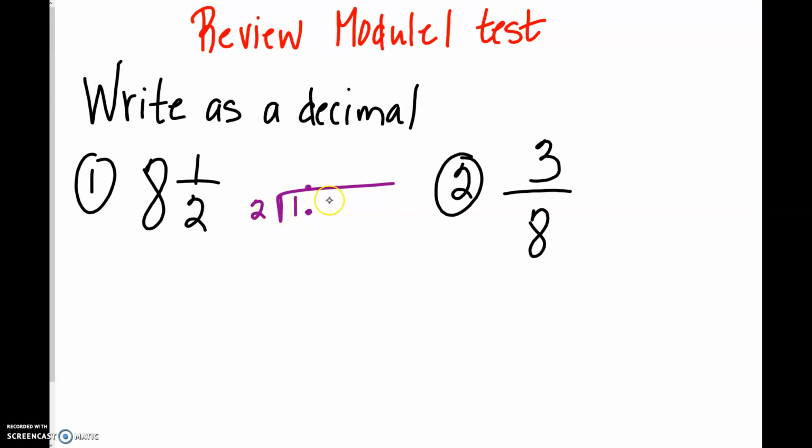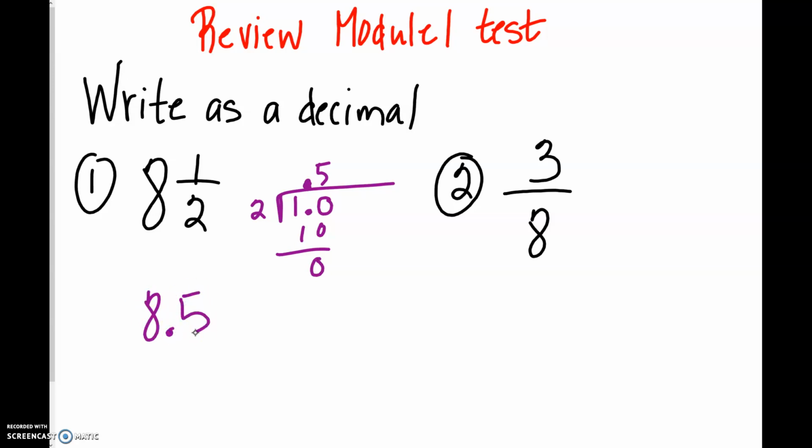So 2 doesn't go into 1, so we're going to make that 10. How many times does 2 go into 10? Make sure you put your decimal up there. 2 goes into 10 5 times, and 5 times 2 is 10. No remainder. So we're going to have the decimal value of 8.5.